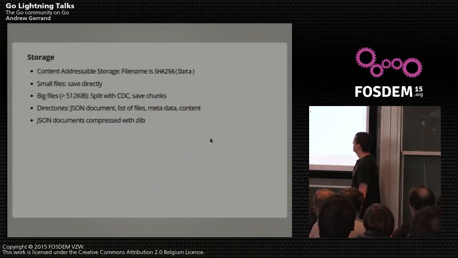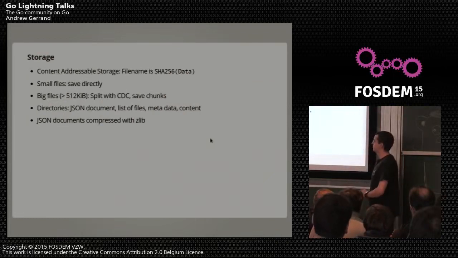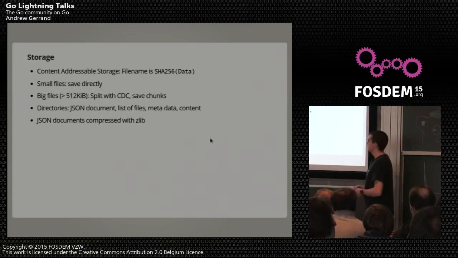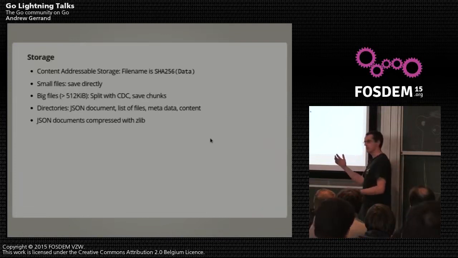We can see that in a minute when I'm showing it to you. At the moment, for the repository, I'm trying to use content addressable storage. So everything is referenced by the SHA-2 hash of its plaintext content. That's very similar again to Camlistore. Small files I'm just saving. Big files larger than half a meg I'm splitting with CDC and saving the chunks. For directories and everything regarding metadata, I'm just using JSON documents which are compressed by zlib and afterwards encrypted.